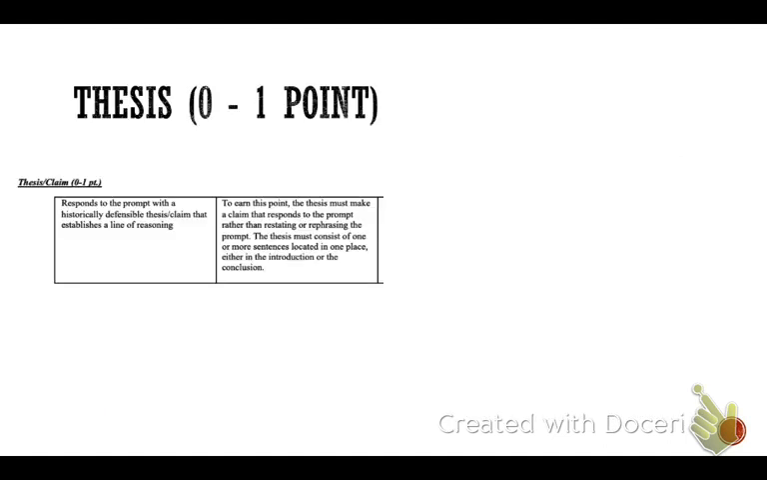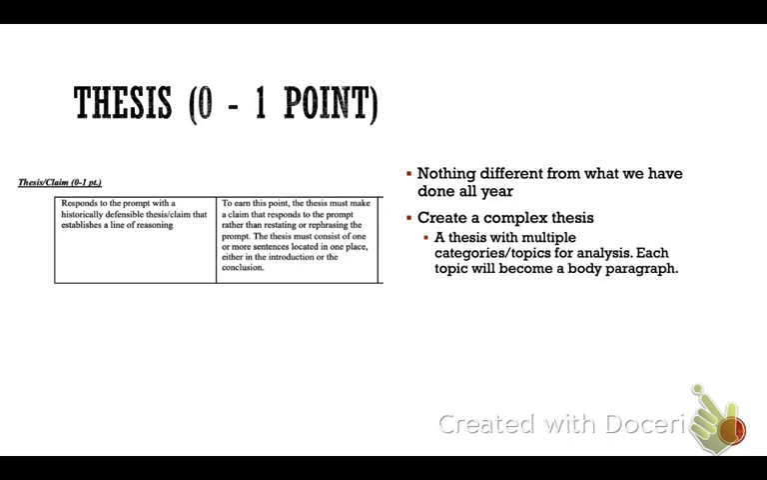All right, so let's start by going through the rubric here. So first off, thesis. You earn 1 point for your thesis statement. Nothing's changed here. This is the same thing we have done all year. So write a thesis statement just as you've done all year. Now for a little refresher, remember there's 2 types of thesis statements that we're looking to create. One is a complex thesis statement, right? And this is a thesis statement that has multiple categories or topics for analysis, where each one of those categories will become a body paragraph.